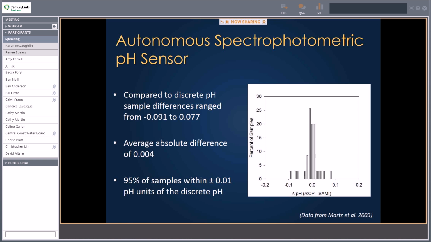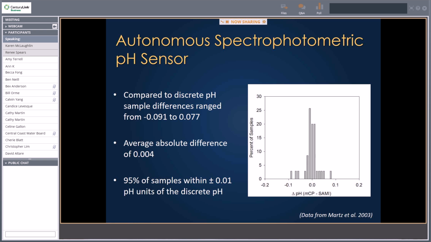Okay, so lastly here I'm talking about autonomous spectrophotometric sensors. These are very similar in performance to the ISFET sensors. The range is really within plus or minus 0.1 pH units with an average absolute difference of 0.004. And again, 100% of the samples are within this 0.1 pH unit. So again, very high quality data can be got off of these autonomous sensors.